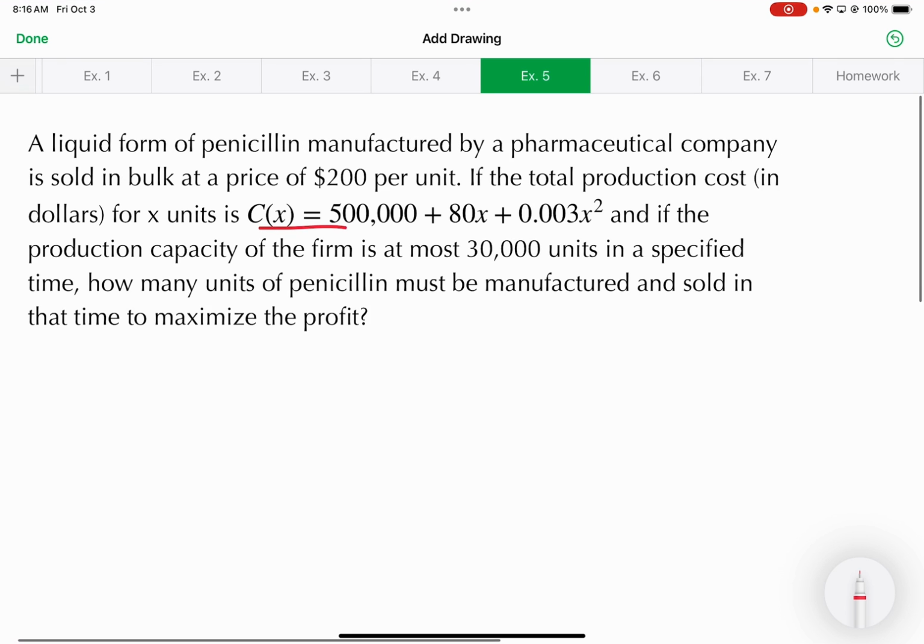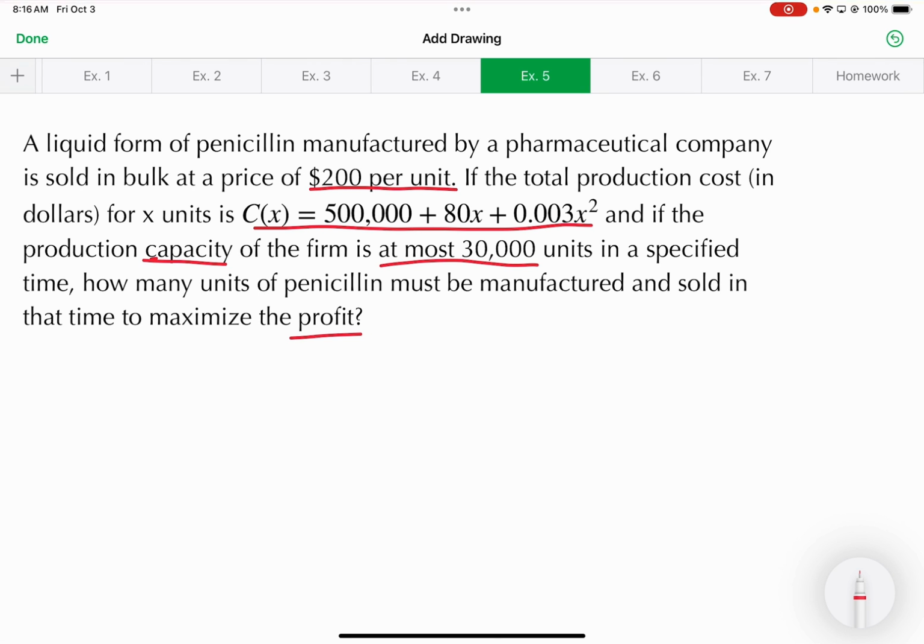Obviously, we're going to need this equation here. Other important things: $200 per unit when we are selling it in bulk, and our capacity is at most 30,000 units. So that's some domain information, the most that we can actually produce. What do we want to maximize? Profit. What is our general equation for profit? Revenue minus cost, or sales minus cost.